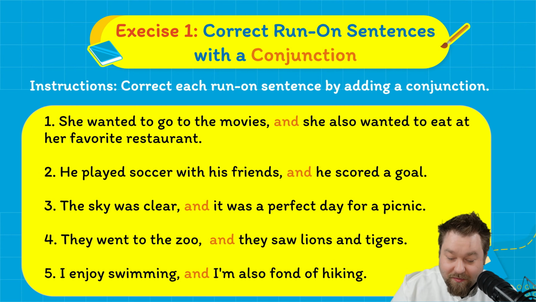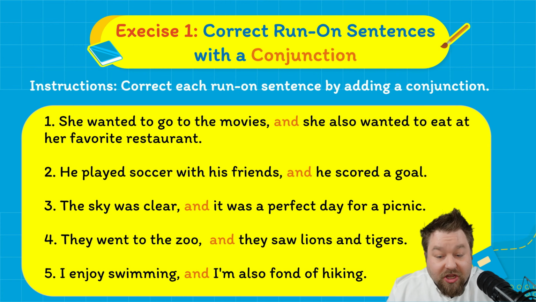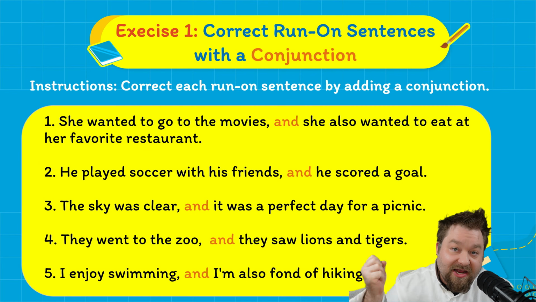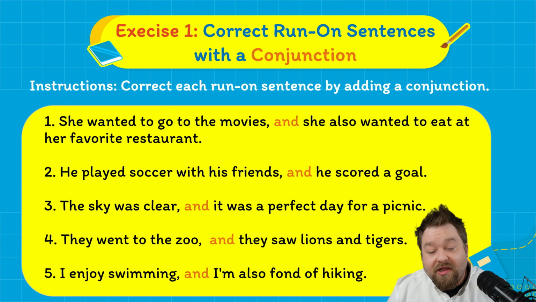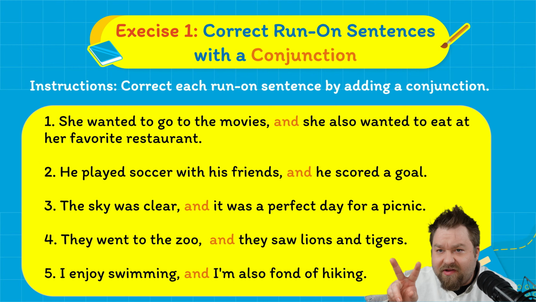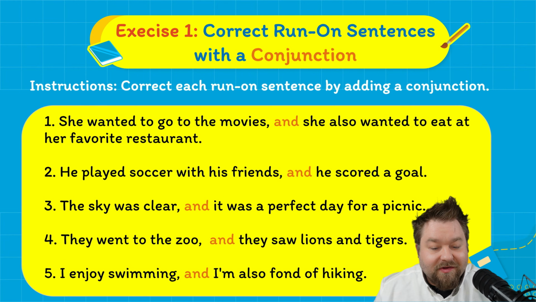Here we go. Number 1, she wanted to go to the movies and she also wanted to eat at her favorite restaurant. Do you see? That's actually okay, but do you see how it says she wanted and she wanted? We could just take away that extra wanted and say she wanted to go to the movies and eat at her favorite restaurant. That's perfect, right? Because we don't have to double it up, but we can. It's okay. It's fine. Number 2, he played soccer with his friends and he scored a goal.